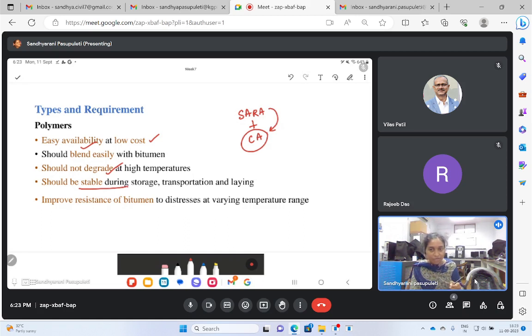Otherwise the effectiveness of the polymers will not be utilized. During the storage and also during the transportation and laying, polymers should not be separated. So it should improve the resistance of the bitumen to distresses. Whenever we talk about distresses, the main distresses are rutting, fatigue and low temperature cracking, so at varying temperatures.